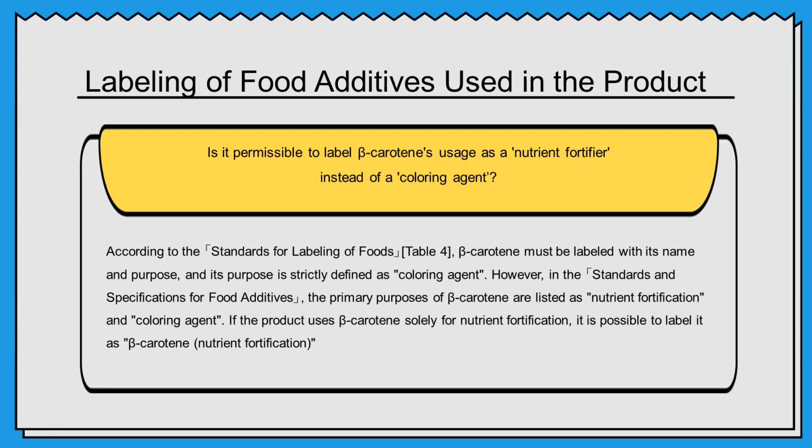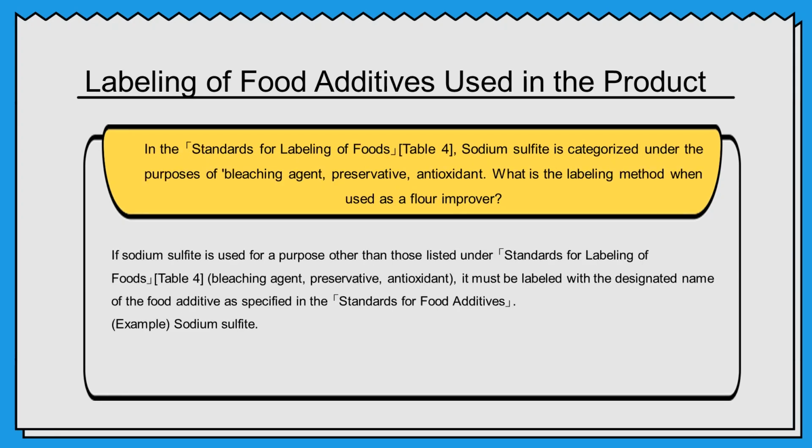If sodium sulfite is used for a purpose other than those specified in Table 4 as a bleaching agent, preservative, or antioxidant, it should be labeled using only the designated name of the food additive as specified in the standards for food additives without indicating any specific purpose.